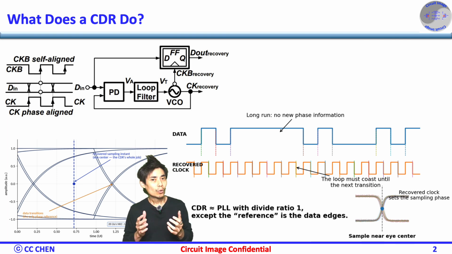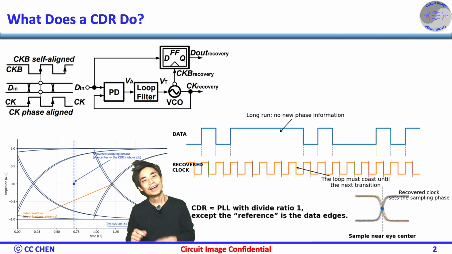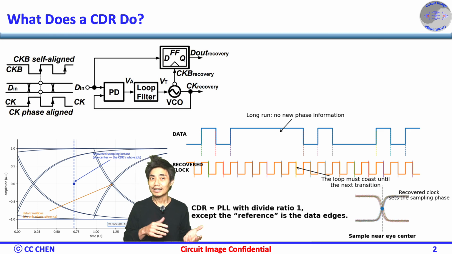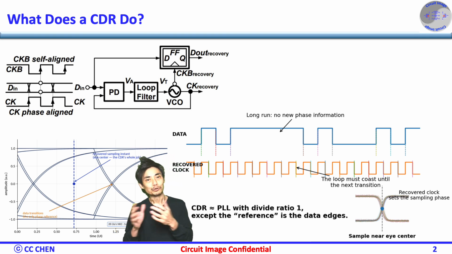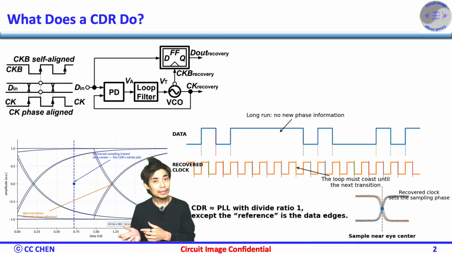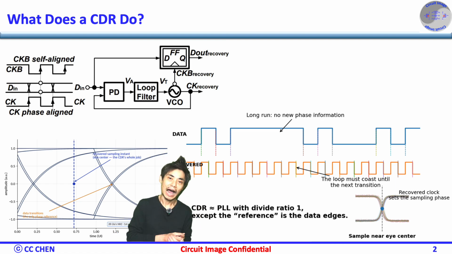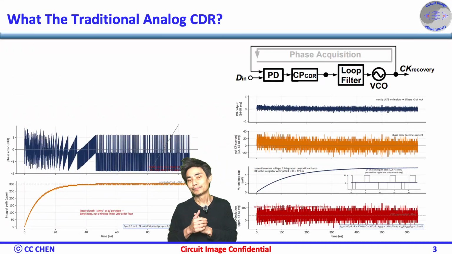You may ask why we do not simply send a clock together with the data. The problem is that the clock and data can experience different delay, skew, and jitter through the package, board, and channel. Therefore, at high speed, it is often better to recover the timing directly from the received data. This is the traditional Analog CDR architecture.